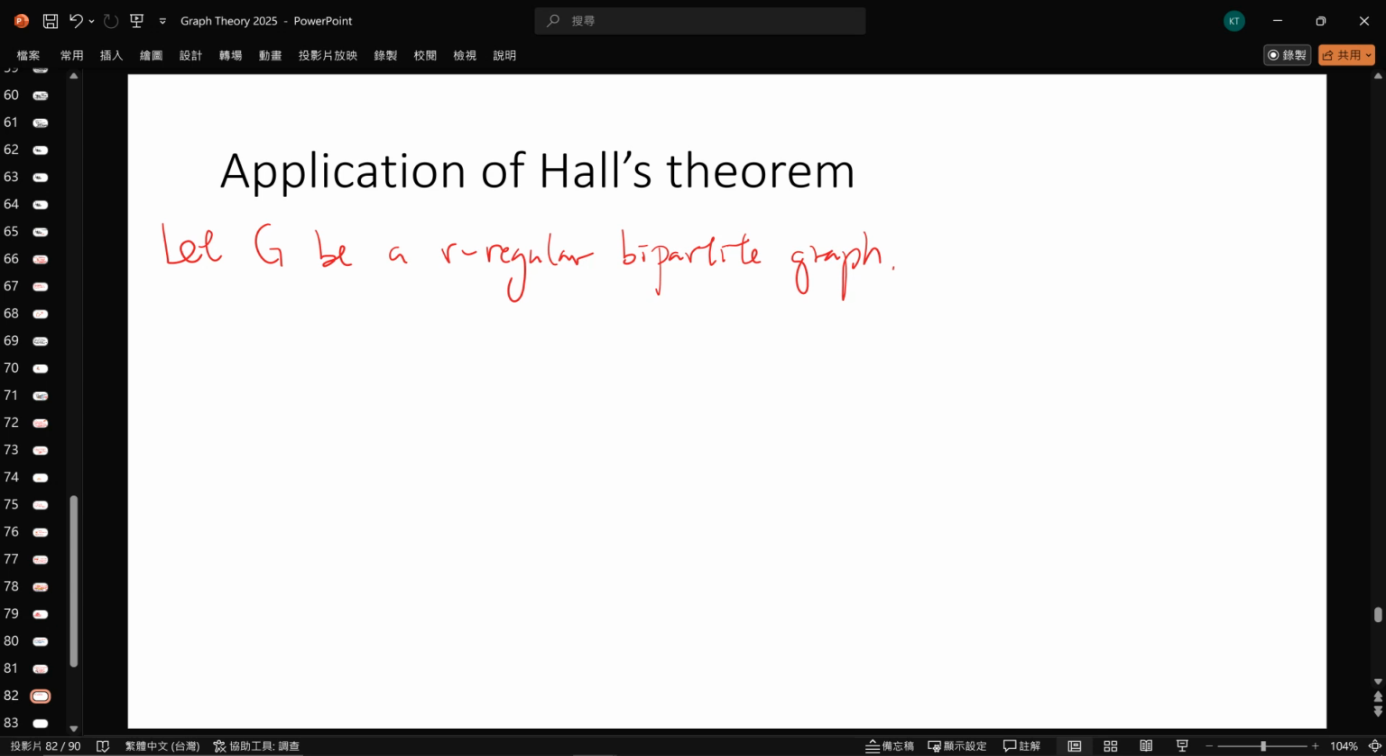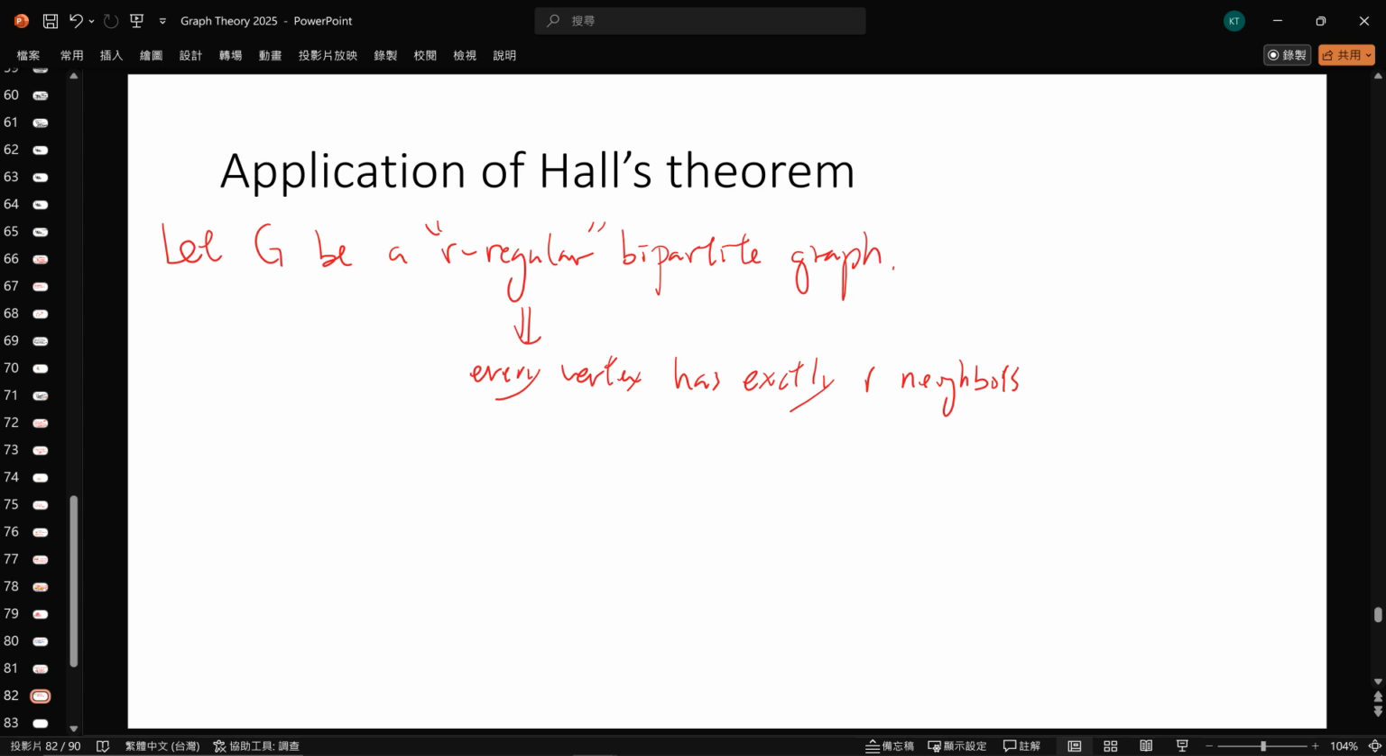Okay. So in this application, we're going to consider what we call the R regular bipartite graph. R regular means every vertex has exactly R neighbors. In other words, all the degrees are R, okay?